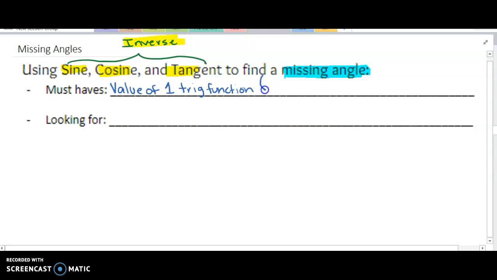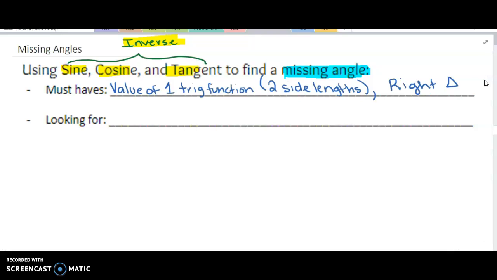In order to have those, that's basically two side lengths. And once again, we still need a right triangle. This only works for right triangles. So we need a right triangle, and we need one trig function. One trig function is two side lengths. And we use this when we're looking for an acute angle measure.